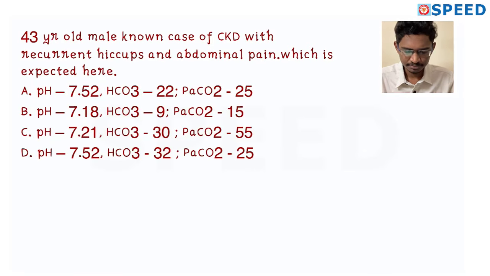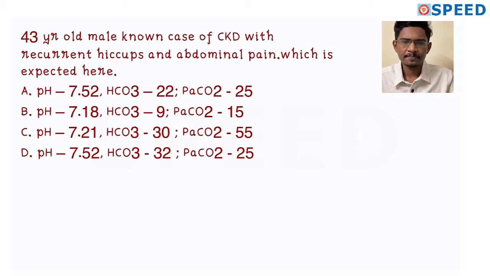Next. A 43-year-old male patient who is a known case of CKD came with recurrent hiccups and abdominal pain. Which of the following ECG, ABG can be expected in this patient? They are given a series of 4 ABGs.